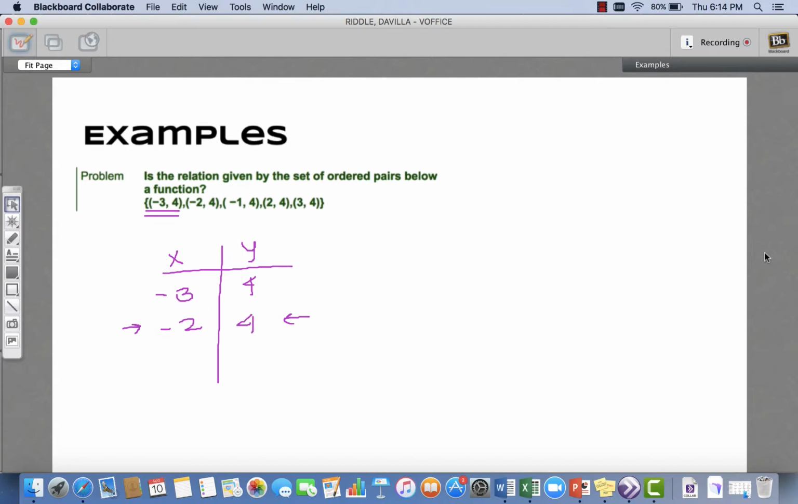What about this one? 4, -1, 4. Okay, almost there. Okay, good. And last one. Good. Okay, what about this one? Do you think this is a function?